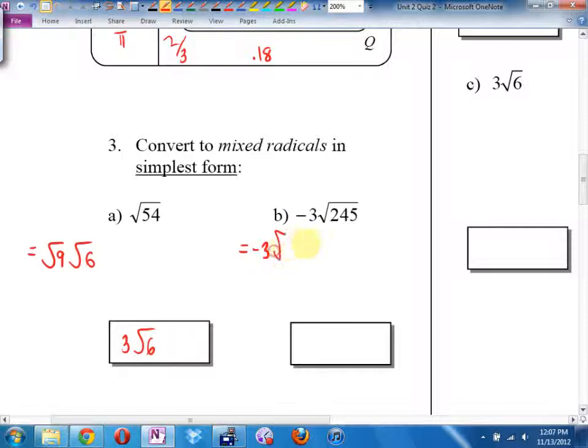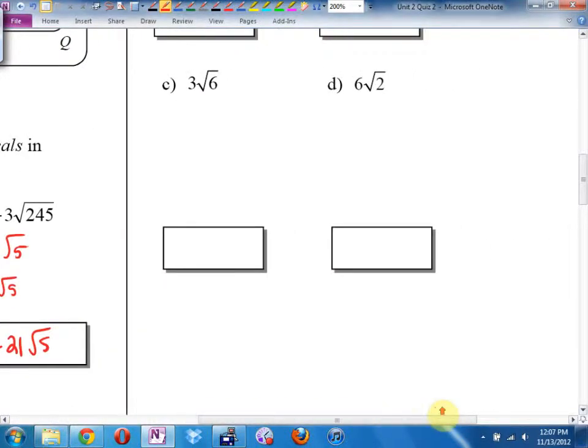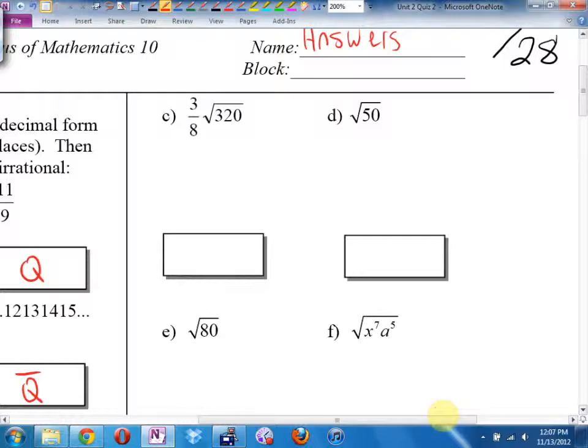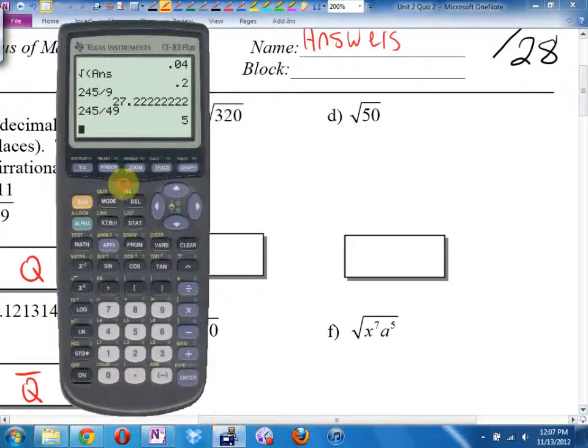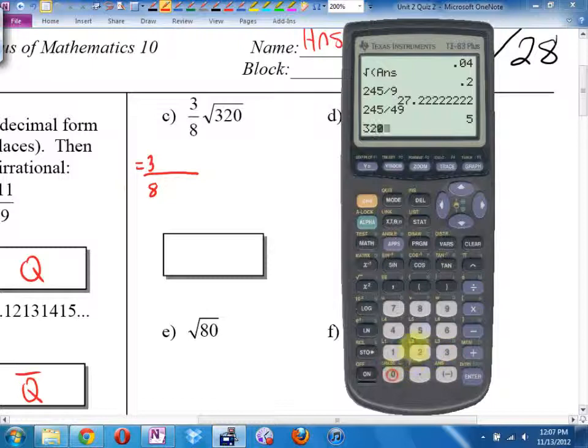This is √49 √5, which is really -3 times 7 √5. -21, half mark, √5, half mark. 3 over 8. Fraction. It's easy. Just remember that the 8's on the bottom, like that. Root 320. I know 16 goes into there because there's a 32 I see hidden in there.